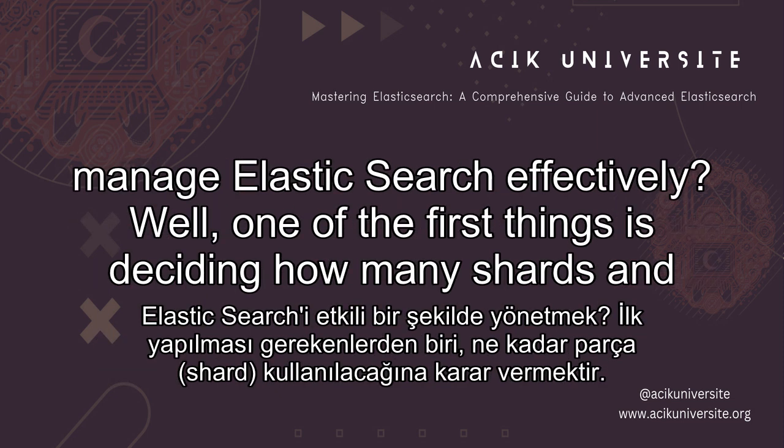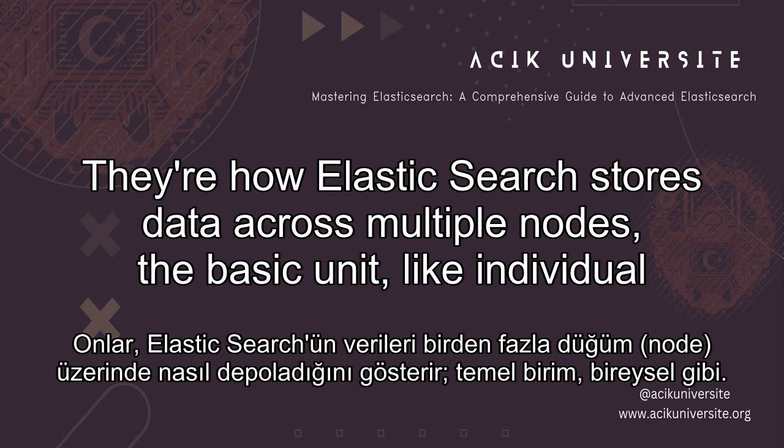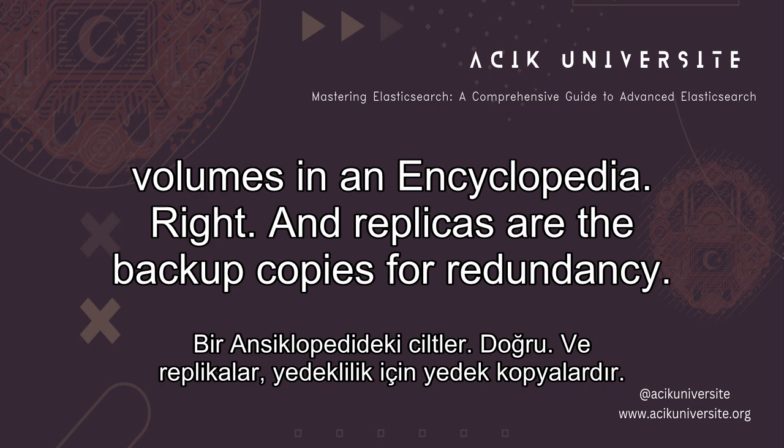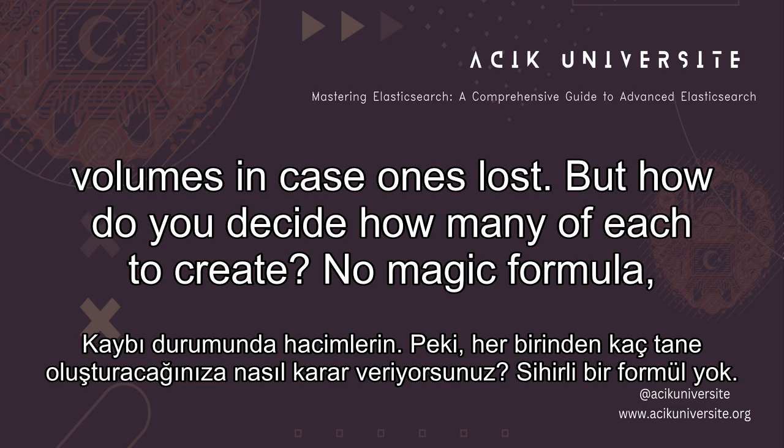Well, one of the first things is deciding how many shards and replicas you need. Okay, shards. We talked about those, but remind me, what's their role? They're how Elasticsearch stores data across multiple nodes, the basic unit, like individual volumes in an encyclopedia. Right, and replicas are the backup copies for redundancy. Exactly. If one shard goes down, a replica takes over, data's still there. Like backup encyclopedia volumes, in case one's lost.